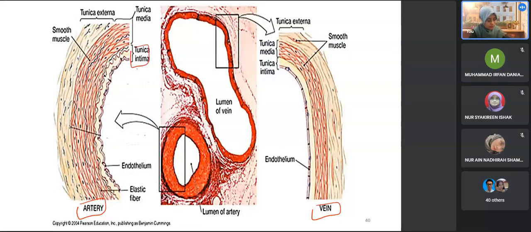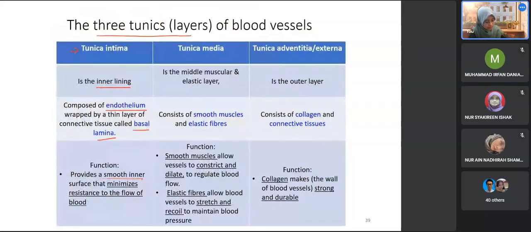Ciri dia, ini awak kena take note. Inner lining, ciri dia adalah smooth. Okay, smooth inner surface.